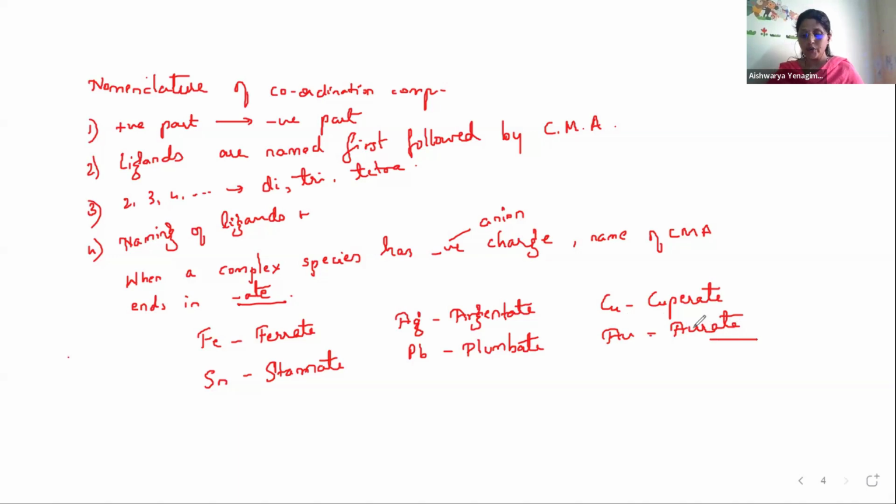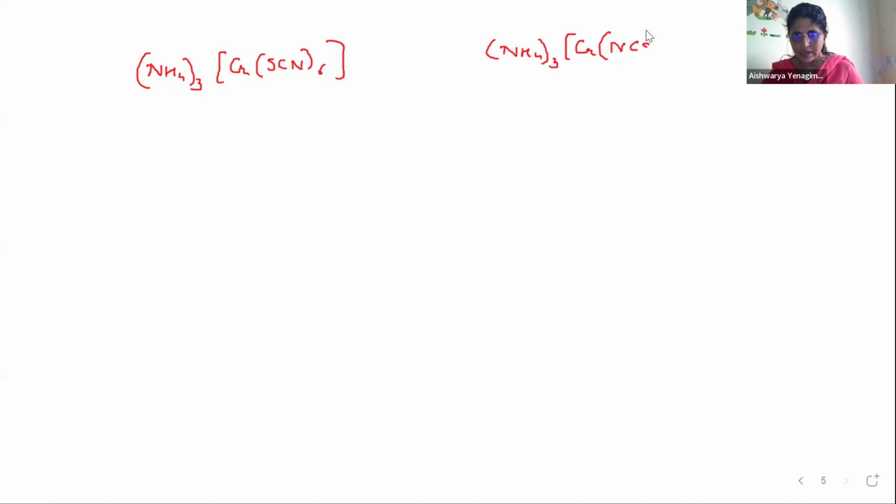The point of attachment in the case of unidentate ligands is very important. For ligands with more than one coordinating end, that is ambidentate ligands, how do you do the naming? Let me take an example to explain. Here I have the example NH4 thrice Cr SCN6. This can also be written as NH4 thrice Cr NCS6. So how do we name it?